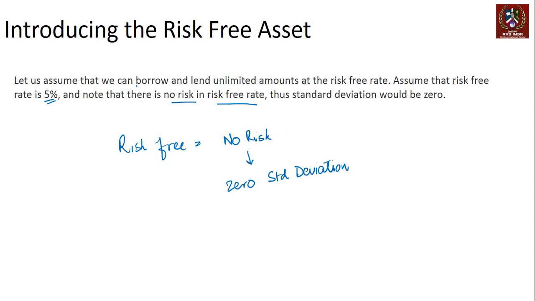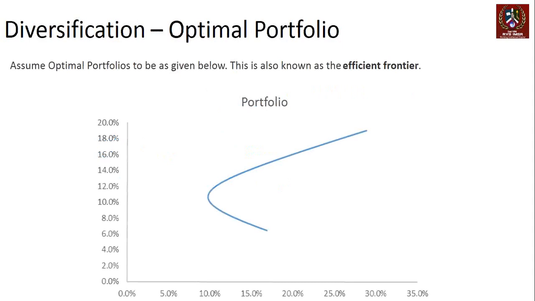Now assume that we are saying that we can borrow and lend unlimited amounts, right? So practically, if we have money, we can invest that money. If we don't have money, we can borrow that money. This is the broad premise of what we are doing in this setup. Now let's see how this works.